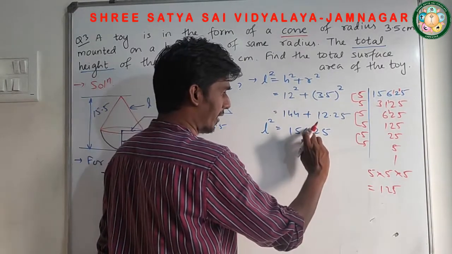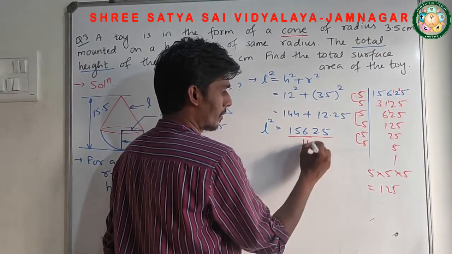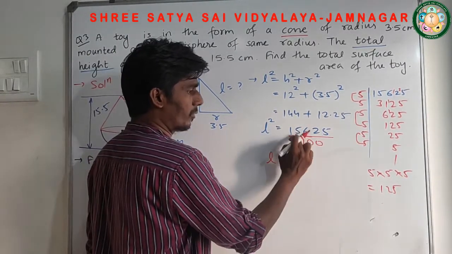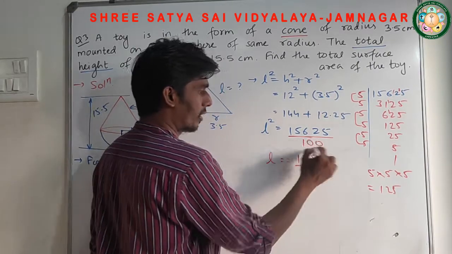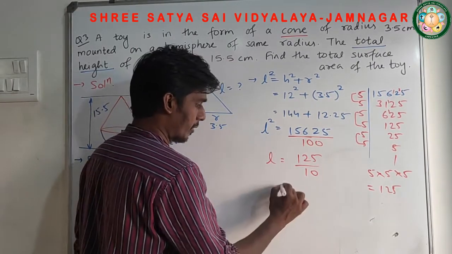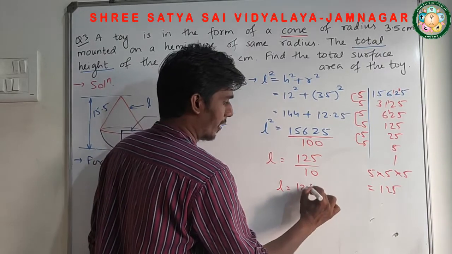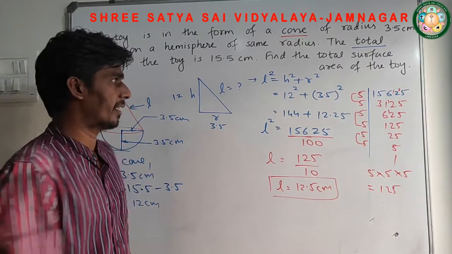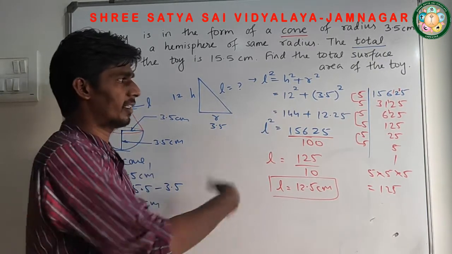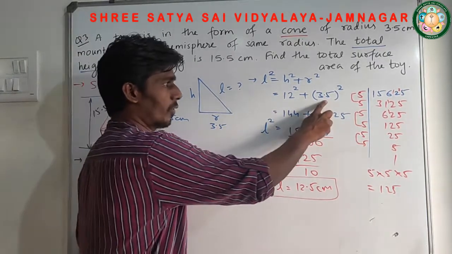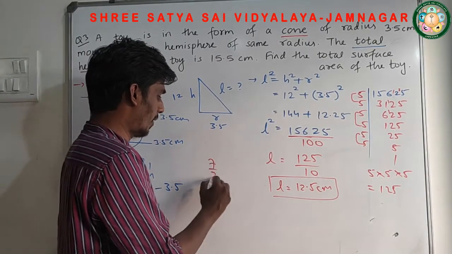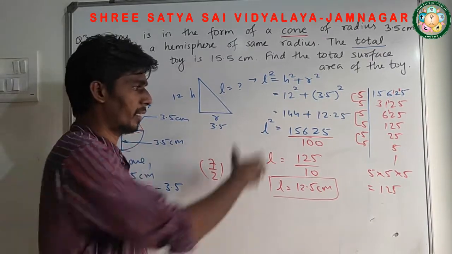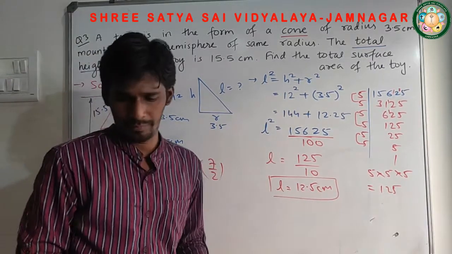So if I remove this decimal point, I get 100 in denominator. Now L square is this. Then L will be the square root of this. It's 125. What is the square root of 100? It's 10. So L I got 12.5 centimeter. So this is the way we got slant height by using Pythagoras. Another method is also there, we just have to convert this 3.5 into 7 by 2. Then by using LCM you will get the answer. Both are same only, doesn't matter, but I solve it by this way.